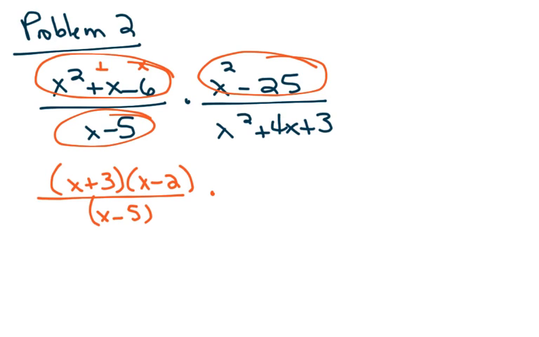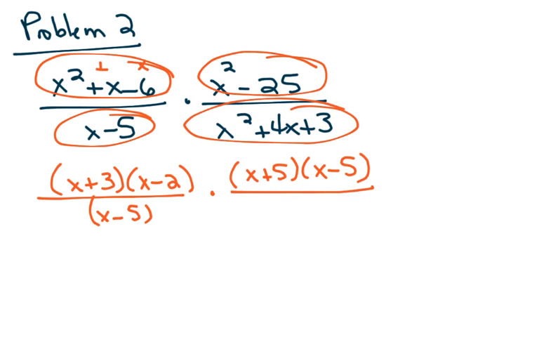The numerator of the second fraction is one of our special quadratics. It's the difference of two squares. It factors into x plus 5, x minus 5. And the denominator: the two numbers that multiply to give you 3, but add to give you 4, are positive 3 and positive 1.